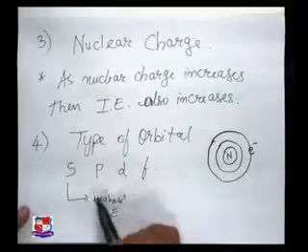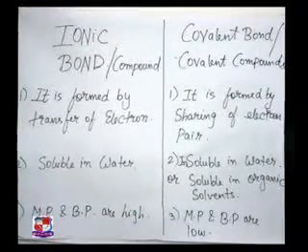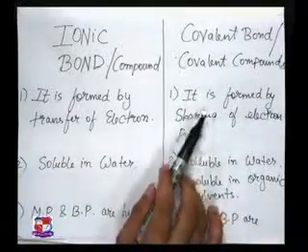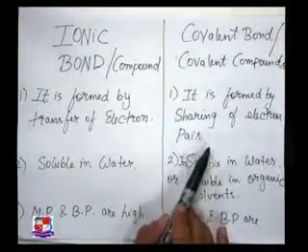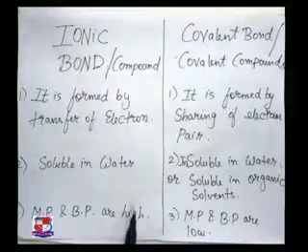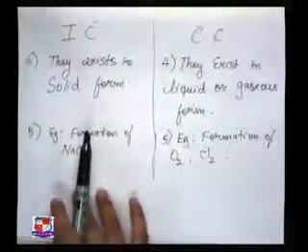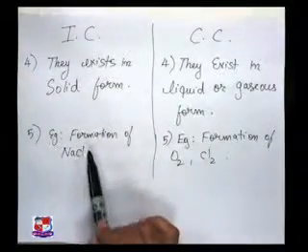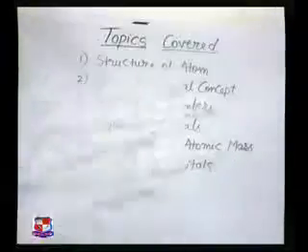So the highest ionization energy will be for the S orbital. We have already stated in the last lectures the difference between ionic bond and covalent bond. The ionic bond is formed by transfer of electrons. The covalent bond is formed by sharing of electron pairs. The ionic compound is soluble in water, the covalent is insoluble in water. Melting points of ionic compounds are high, while melting and boiling points of covalent compounds are low. Ionic compounds exist in solid form, covalent compounds exist in liquid form. Examples are the formation of NaCl, and of O2 and Cl2 molecules, which we have seen earlier.